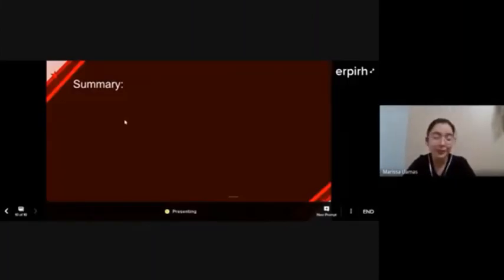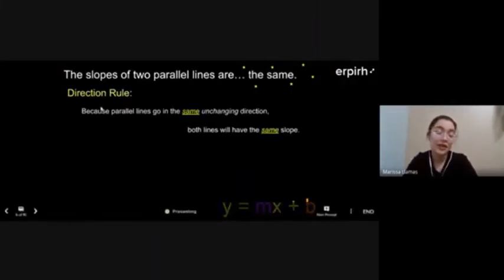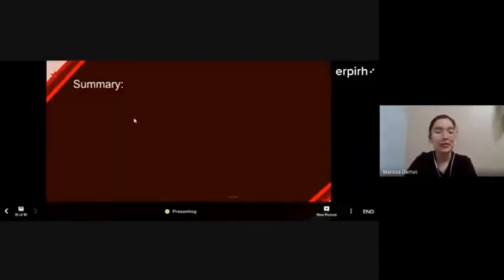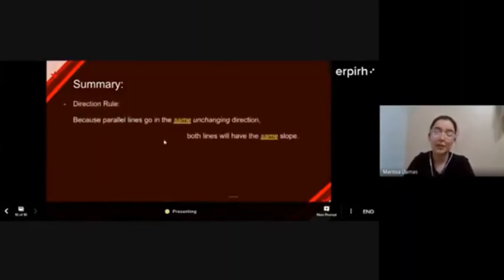So to review, this is the direction rule. The direction rule just says, if they have the same direction, no matter if it's going right or left or up and down, they're going to have the same slope. That's one part of the summary that we've been going over in this lesson.